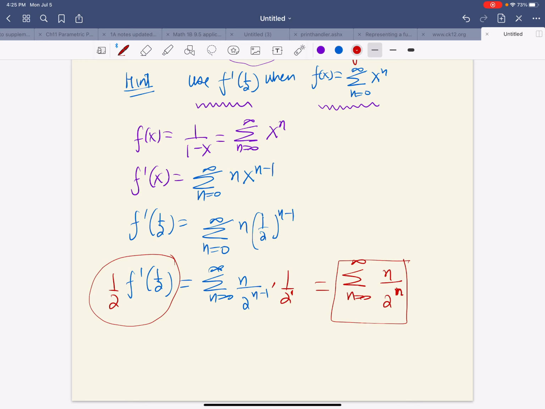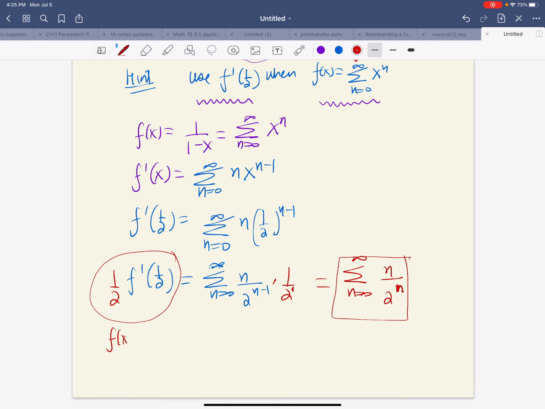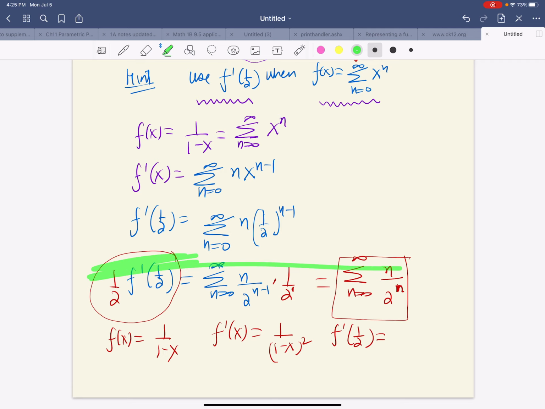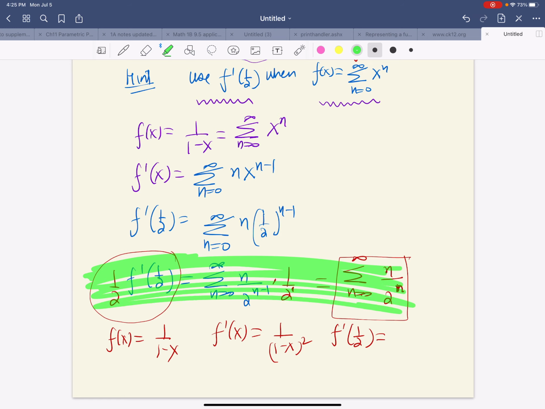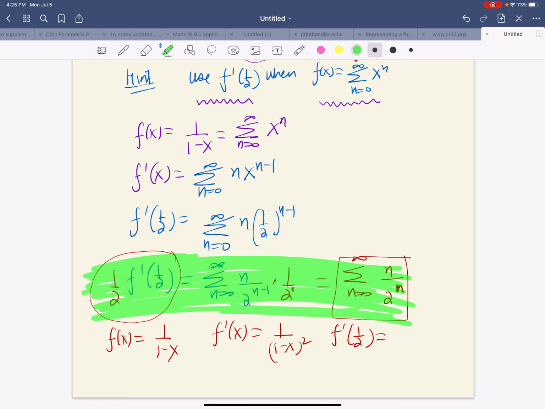Now I know my function f of x was 1 over 1 minus x. What's the derivative, f prime of x? It's going to be 1 over 1 minus x squared. And I want to find the derivative at the point 1/2. So once I find the derivative at point 1/2, I'm going to plug it in here, because that would be the sum of my series. Okay, let's see.